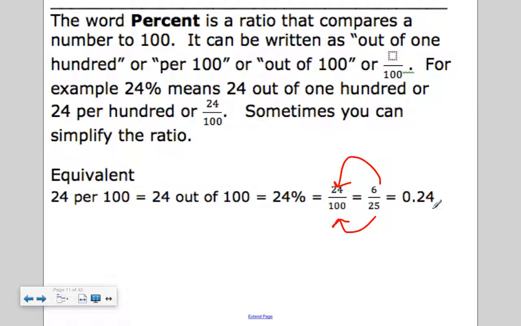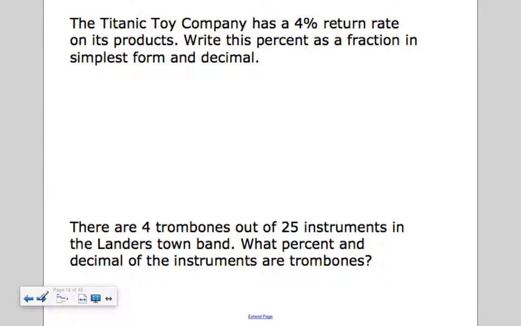And that's how you write it as a decimal. So let's practice on examples. The Titanic Toy Company has a 4% return rate on its product. Write this percent as a fraction in simplest form and as a decimal.